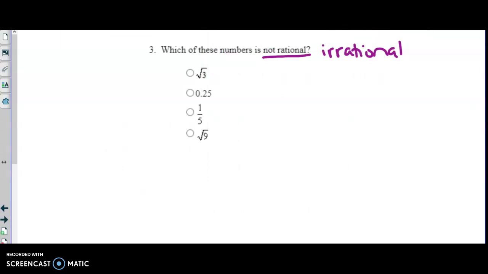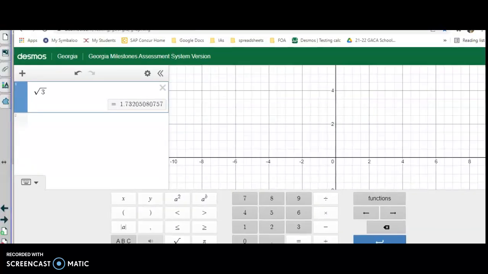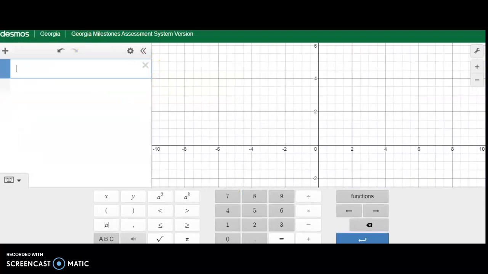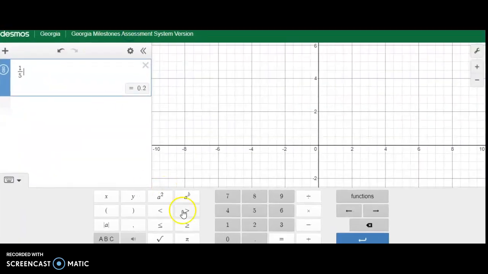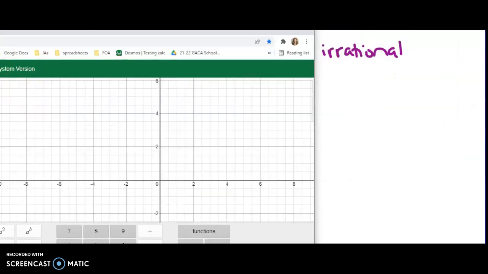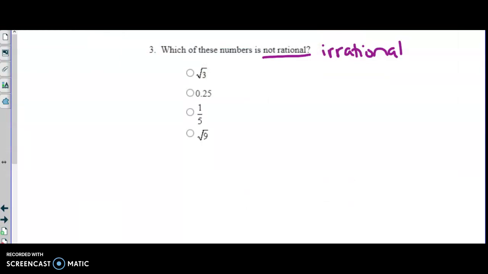0.25 is already a decimal. So if I wanted to change 1/5 to a decimal, I would go over here and I would do 1 divided by 5. That decimal does end. It's a nice, pretty decimal. And then the square root of 9, if I wanted to change that to a decimal, then I would do square root 9, and that equals 3. So the only one that is irrational or not rational was the square root of 3.